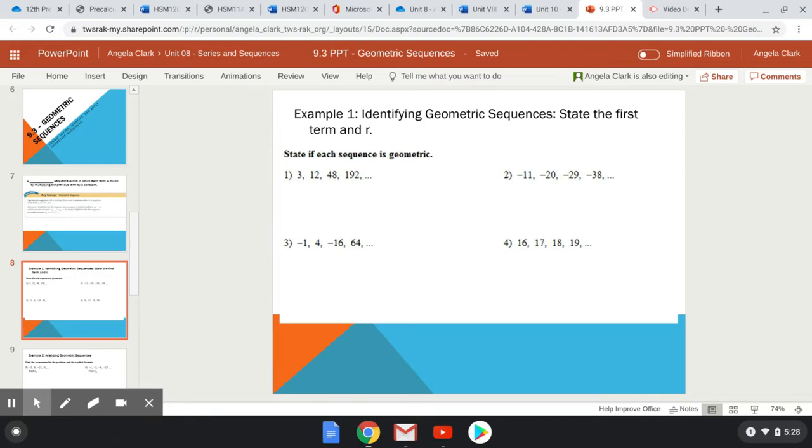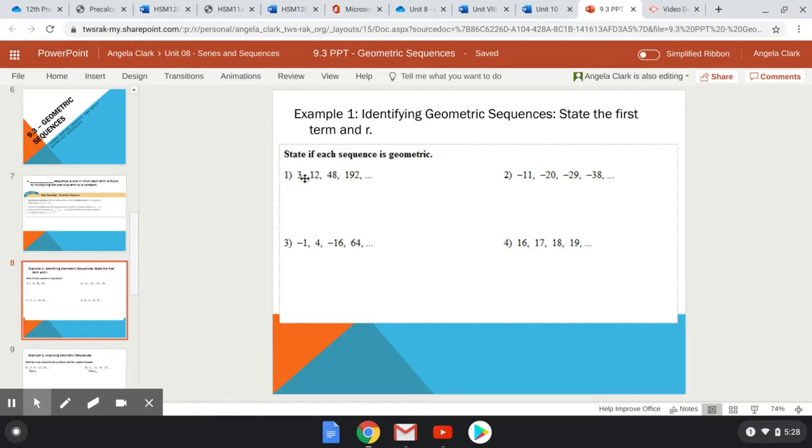So in this first one, we can look at it and see that 3 times 4 would be 12. So if I can multiply 12 by 4 and get 48, and then 48 by 4 and get 192, then this is in fact a geometric sequence. I'm just checking to make sure that I'm multiplying by the same thing each time. I can either do that in my head or put that in a calculator, and I will see that that is in fact the case.